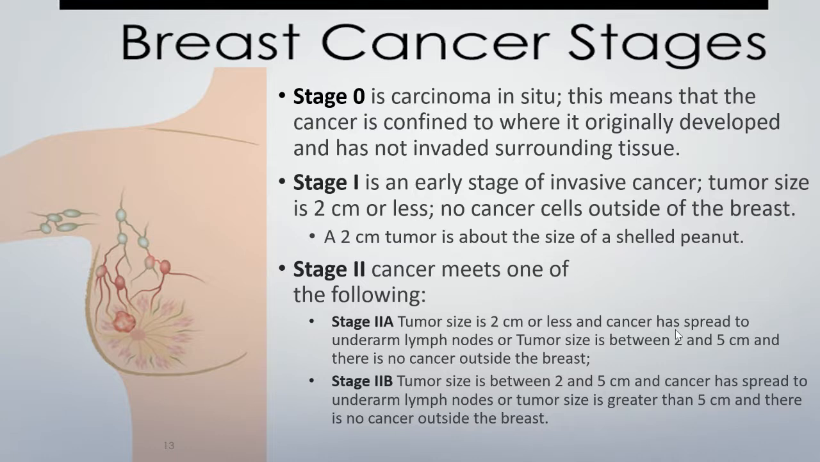Stage 1 is an early stage of invasive cancer. The tumor is 2 centimeters or less, and there's no cancer cells outside the breast. When you think about what size is 2 centimeters, it's about the size of a shelled peanut.